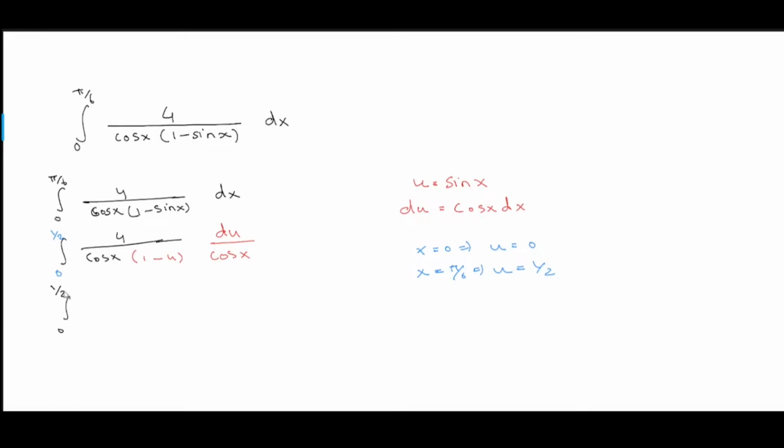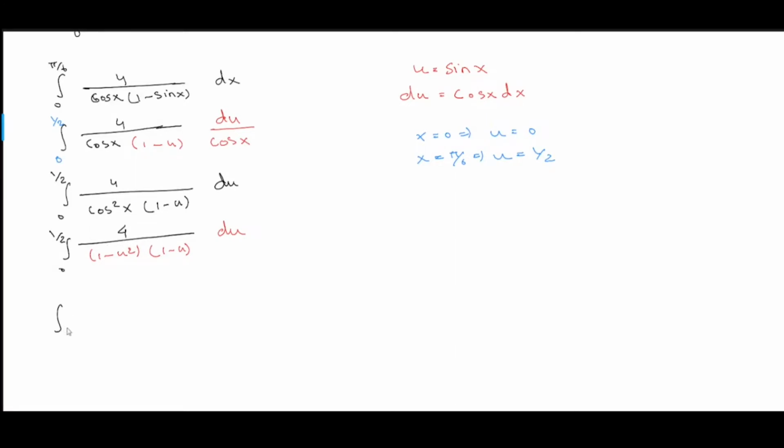Here we have 0 to 1 by 2 of 4 by cos square x multiplied by 1 minus u du. Cos square x, and my u is sin x, so we have a trigonometric identity. This cos square x looks like 1 minus u square, right? So 4 divided by 1 minus u square multiplied by 1 minus u du. Pretty neat. Now I just have to deal with this, which involves partial fractions.